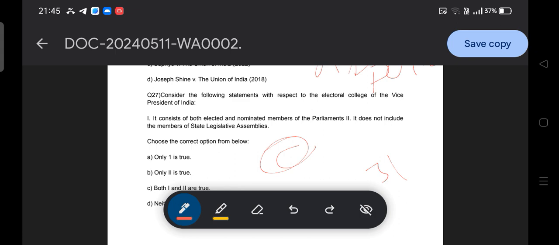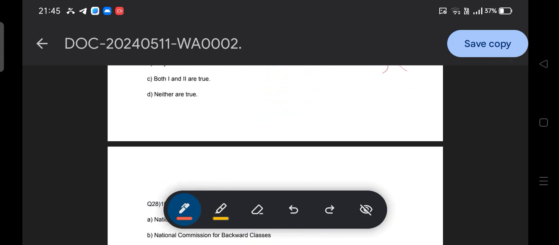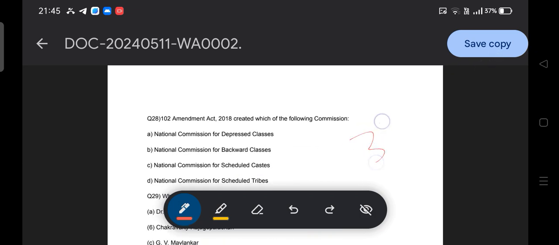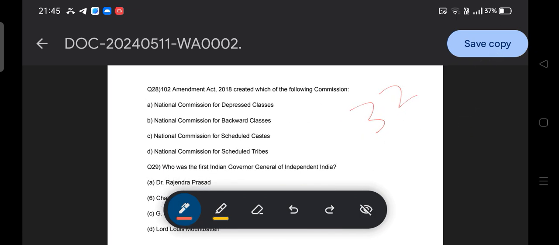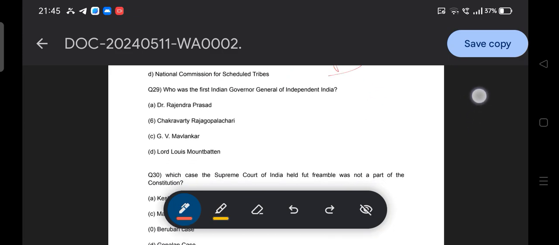Then with the continuation of 31, I would like to move to question number 32. The 102nd Amendment Act 2018 created which of the following commissions? It is a very easy question. The National Commission for Backward Classes, option B is the answer. 102nd Amendment 2018, okay, so this was the question.